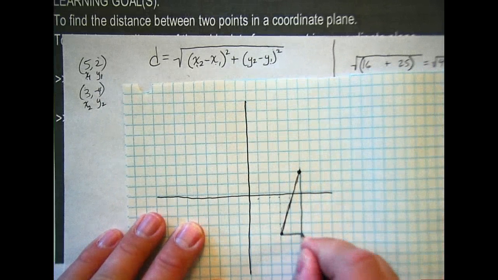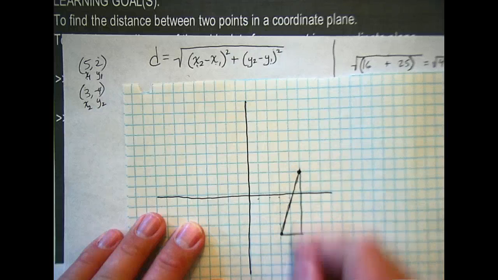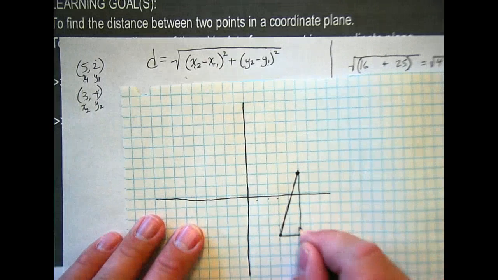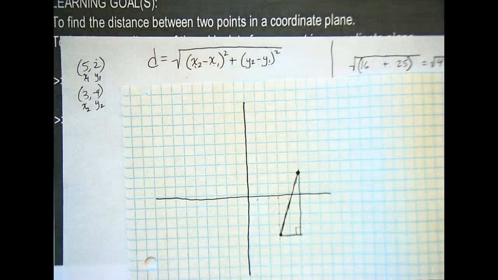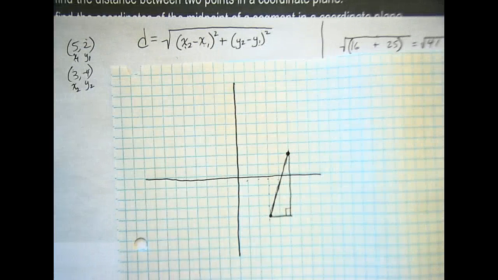Tell your neighbor, talk about how you can find this length without necessarily using that formula, using right triangles. Go for it. All right, a volunteer to explain to me another way of finding the distance or that length. Madison? A squared plus b squared equals c squared.